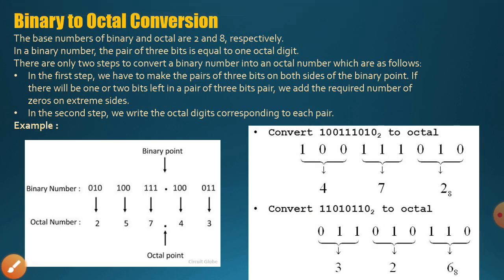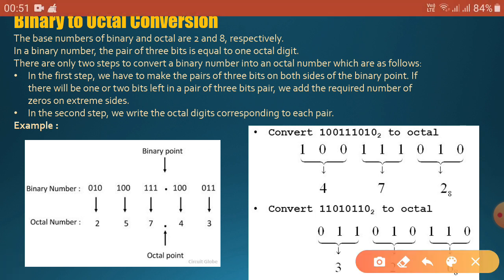Now we are coming to the slide on conversion from the binary number system to the octal number system. All the points are given above. In the first step, we make pairs of 3 bits on both sides of the binary point. If 1 or 2 bits are left in a group of 3 bits, we add the required number of zeros on the extreme sides.